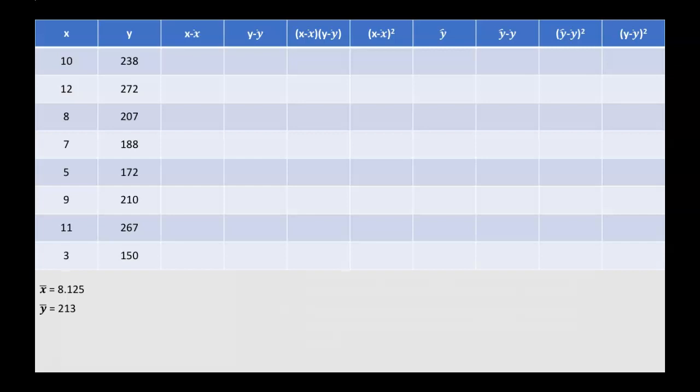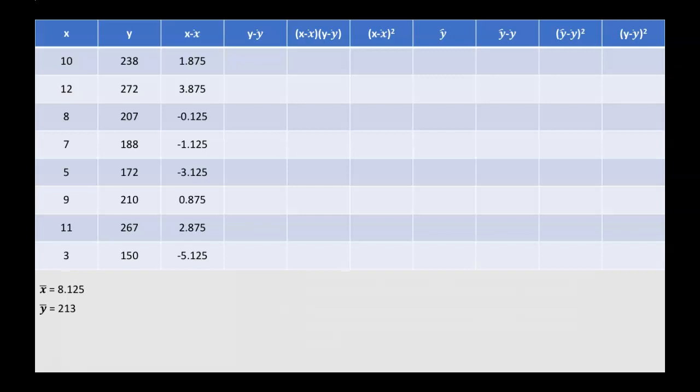So that's taking each individual x value that we have in that first column and subtracting 8.125. Right, so the first one would be 10 minus 8.125, then 12 minus 8.125. And so if we do that for the entire column, we'll end up with numbers like this. Right, so some are positive, some are negative, and that's okay. Then we move on to our next column. This is our y minus y bar column.